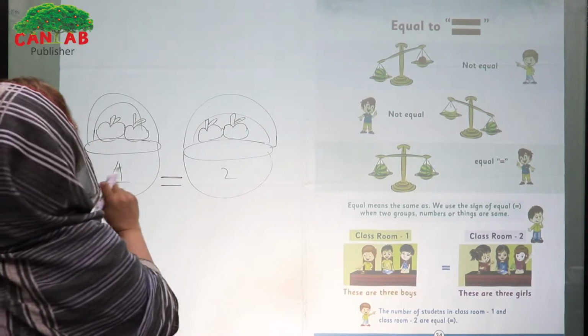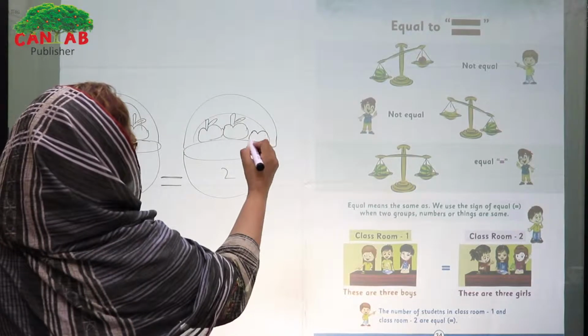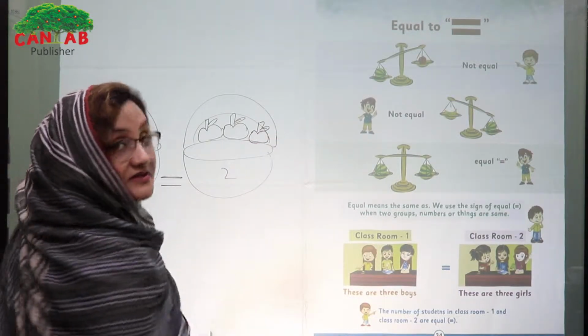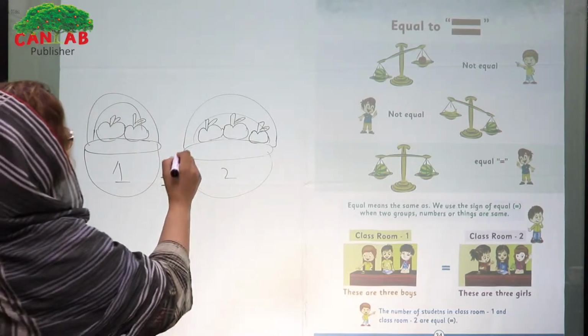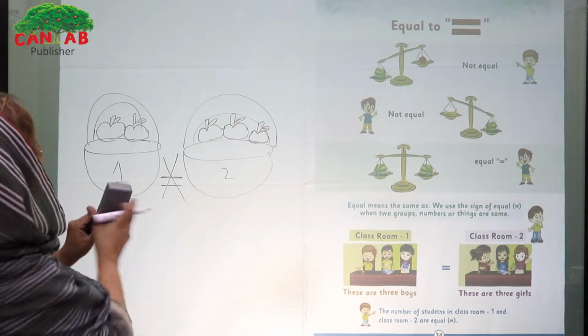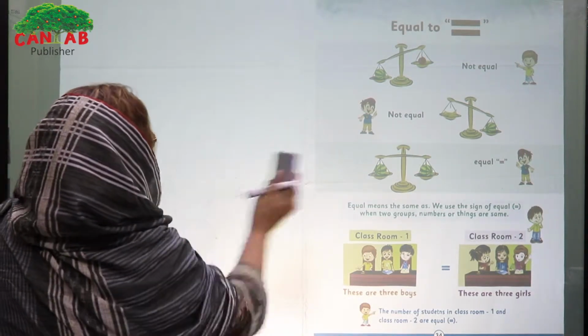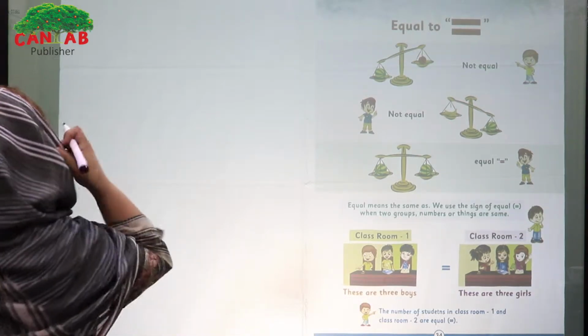Now look at here. Basket number 1 is having 2 apples and now basket number 2 is having 3 apples. Are the apples equal? No, they are not equal. Now look at here. I'm going to give you another example.